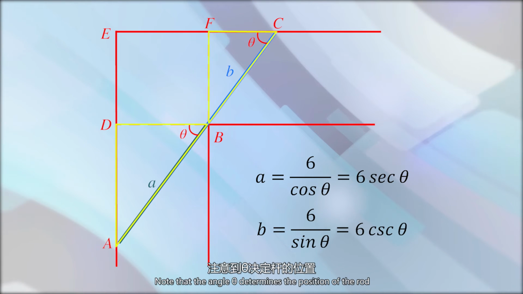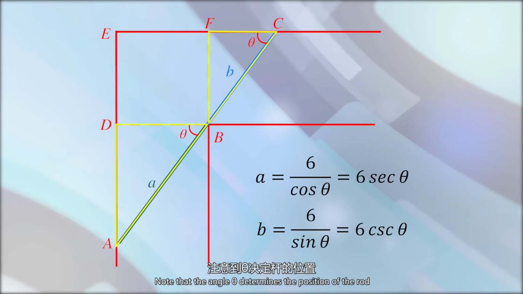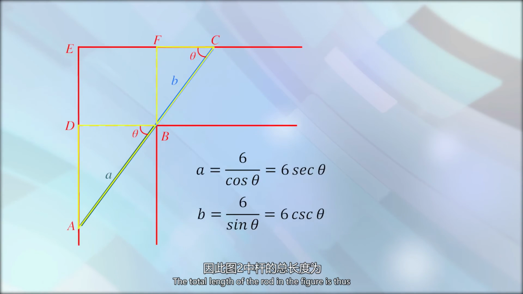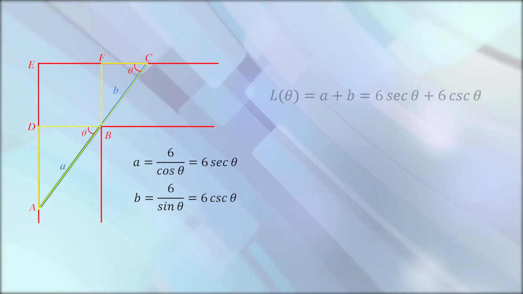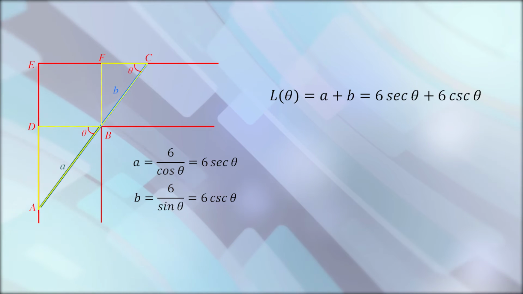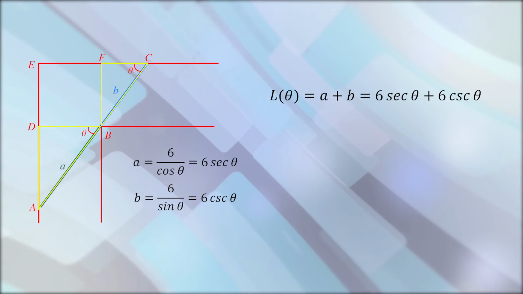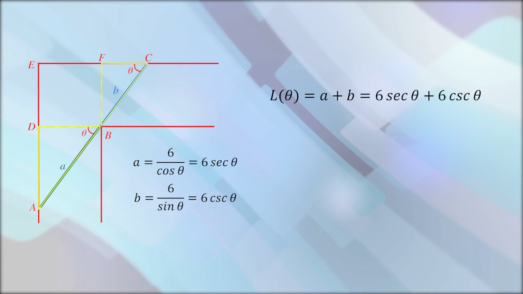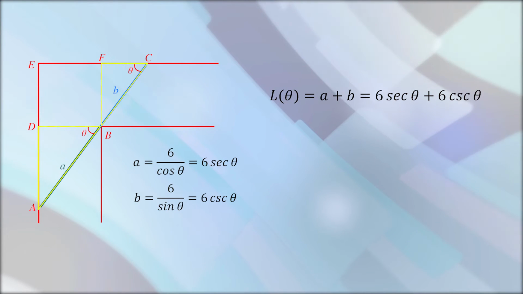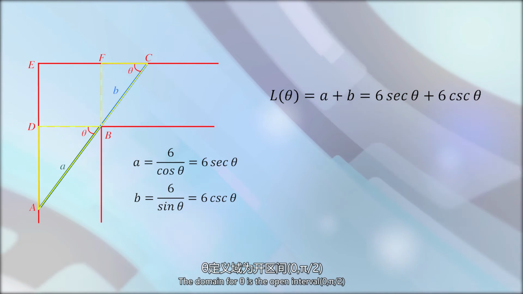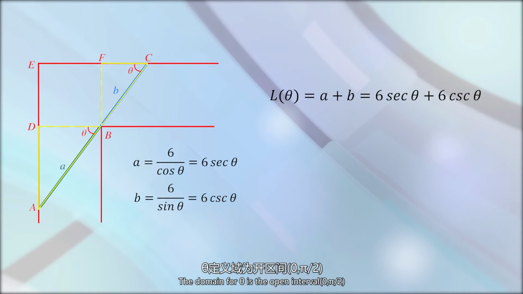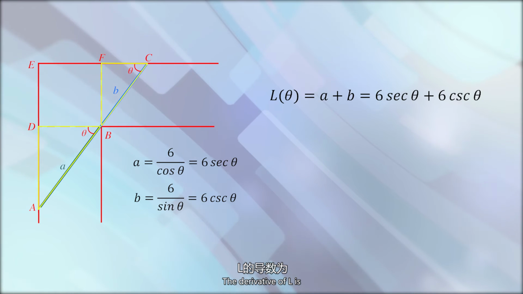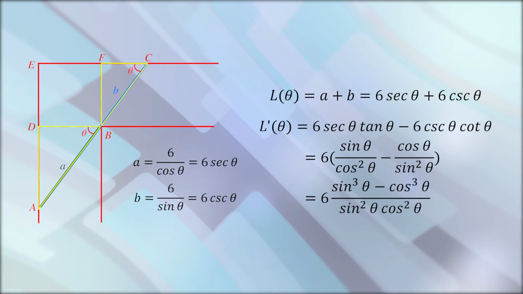Note that the angle theta determines the position of the rod. So we can find the total length of the rod in the figure: the length L is equal to A plus B, which is 6 times secant theta plus cosecant theta. So we find the function of the length of the rod. Then we can see that the domain for theta is the open interval from 0 to pi over 2. Then we can find the derivative of L, like this.